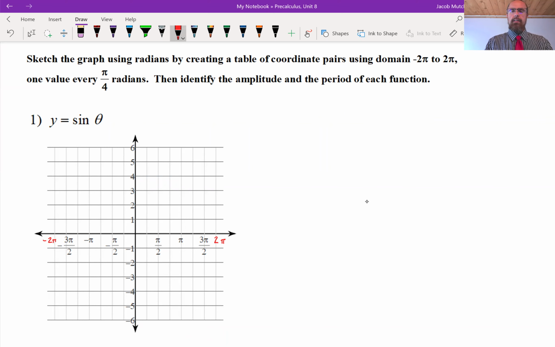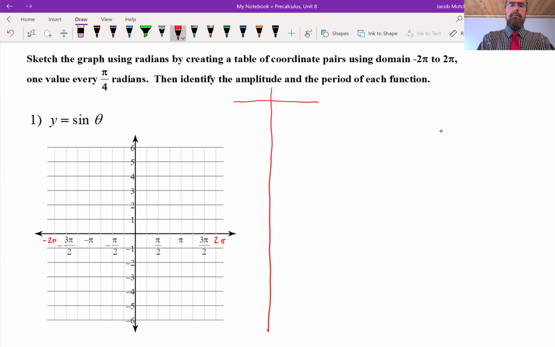So we want to do that. And then in the end, we want to identify what's the amplitude and what's the period of our function. Well, let's focus on the graphing first. So what I want to do initially is set up a table for sine of theta. Now I can go ahead and write my domain here.